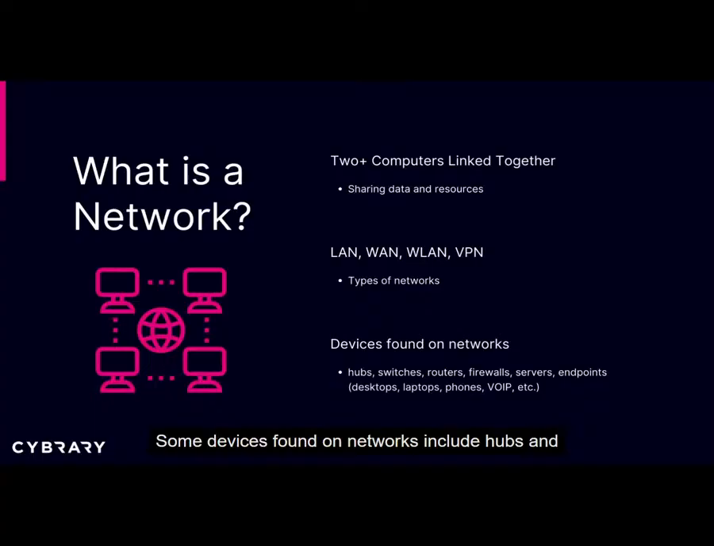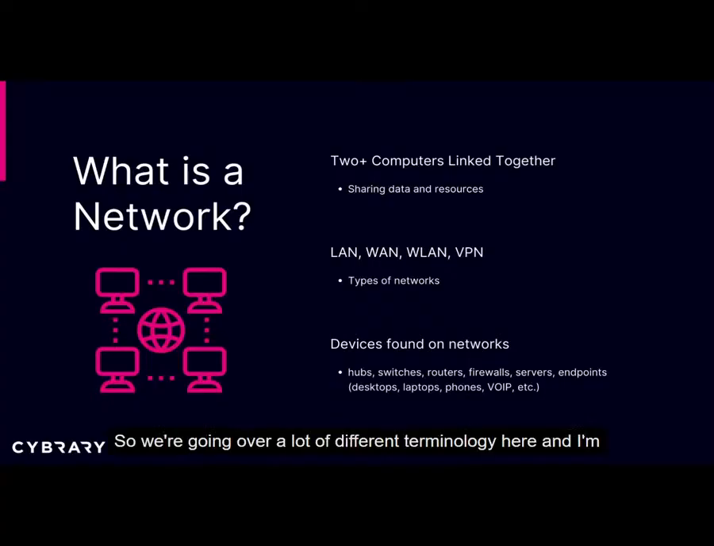Some devices found on networks include hubs and switches, which are used to connect nodes together on the same network, and routers, which are used for routing traffic between networks, and then firewalls, which are used for filtering traffic between networks. Servers are computers that are used to provide a particular service, like a mail server or a print server. And endpoints are all the end user devices, like laptops, desktops, phones, that type of thing.